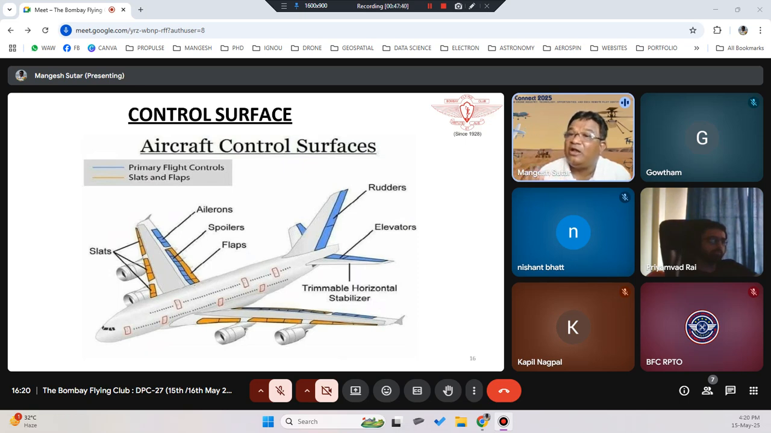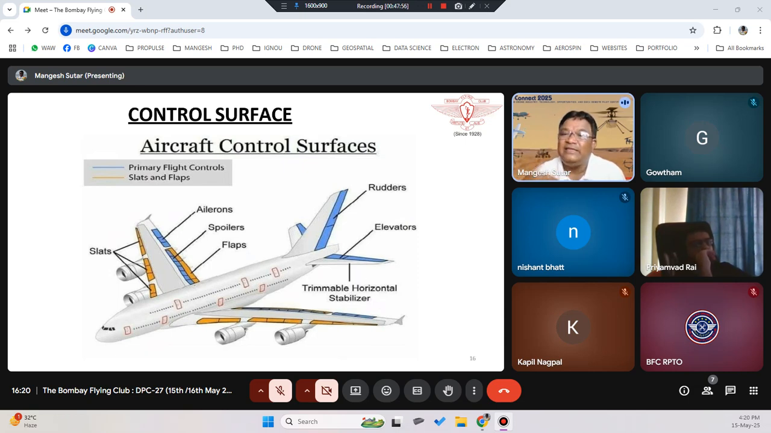It will only have primary control surfaces. But if you see bigger aeroplanes like Boeing and Airbus, which are big in shape, they will have all the secondary and tertiary controls also, to give better control of the aeroplane. Okay. Now, for example, where are spoilers used? Spoilers are used when you land.